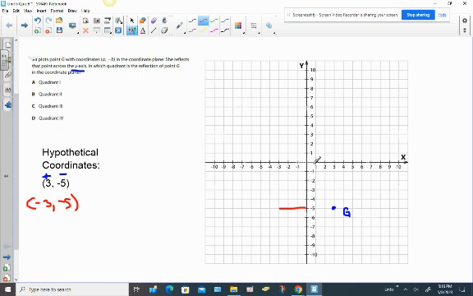Now, if I went ahead and plotted that and went left 3, down 5, I would end up right here, and this would be the point reflected. Now, what do they want? What are they asking for? They want to know in which quadrant this reflection is. So this point right here that I just put, what quadrant is this in?